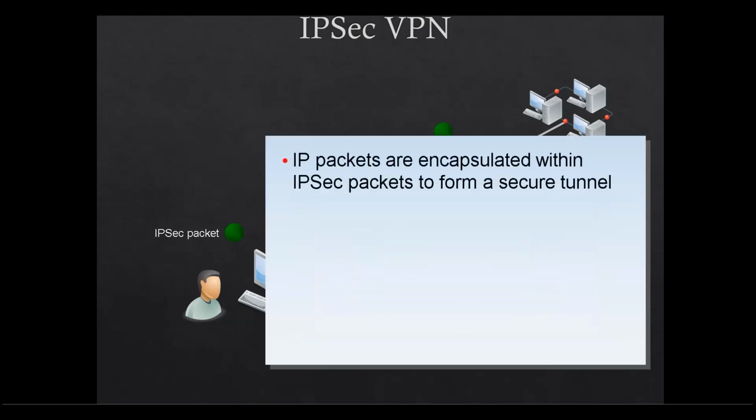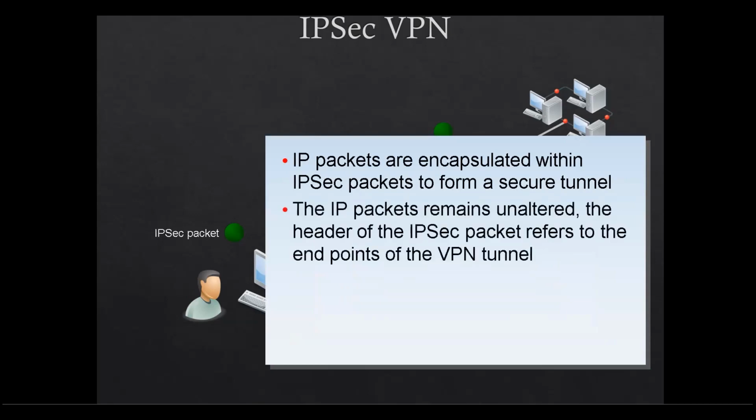So IP packets are encapsulated within the IPsec packets to form a secure tunnel. Yes, that's what we discussed. The IP packet remains unaltered. The header of the IPsec packet refers to the endpoints of the VPN tunnel. So the source and the destination of the IPsec will not be changed, because you cannot change it; if you change it, then it will not be an IPsec packet.